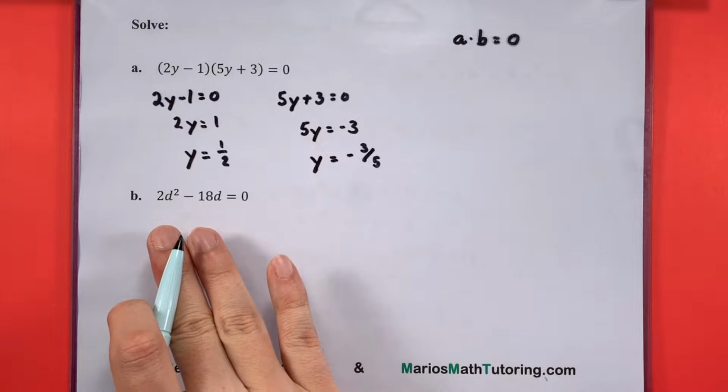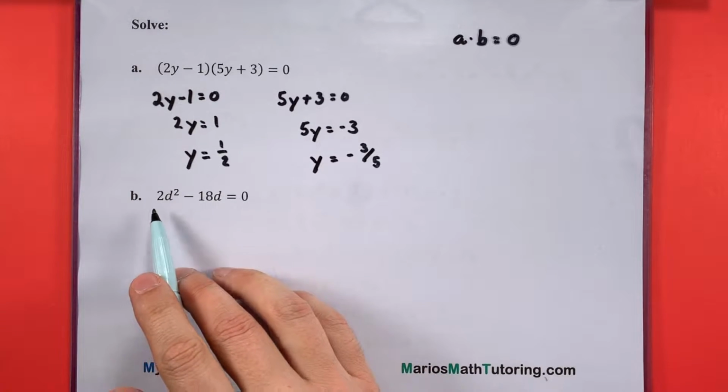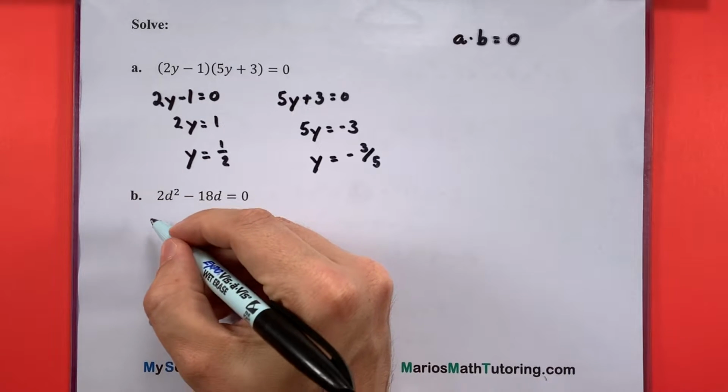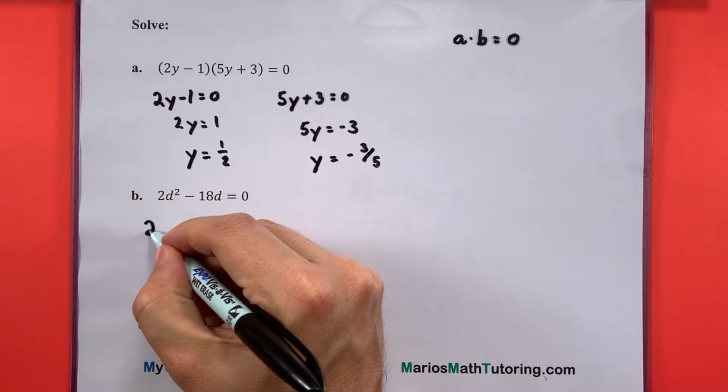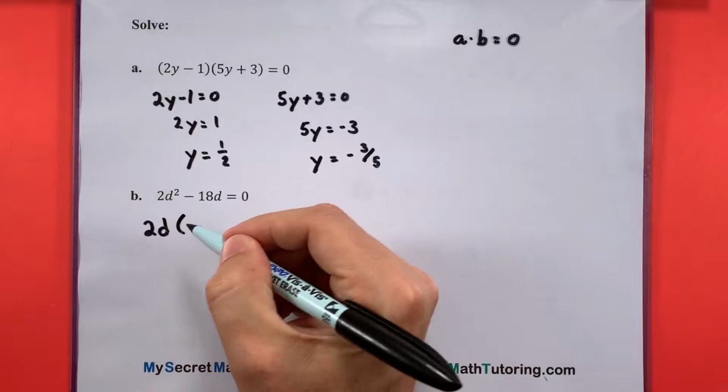Now we want to think of that process again with the second one, but notice how it's not in two pieces that are multiplied. Though if I do some factoring, we can get it in that form. Both these terms have a 2 in common, and they both have a d in common. So let's go ahead and take that out.